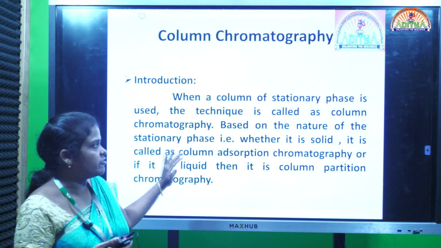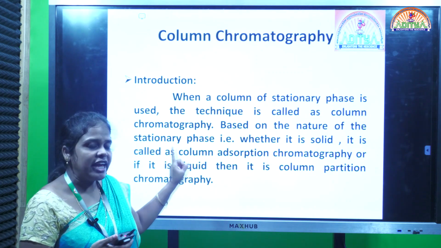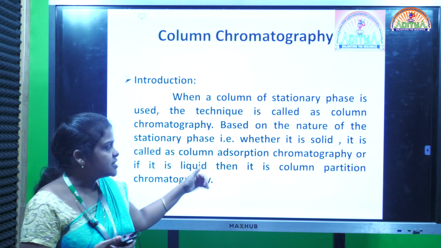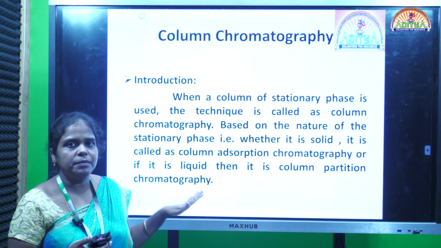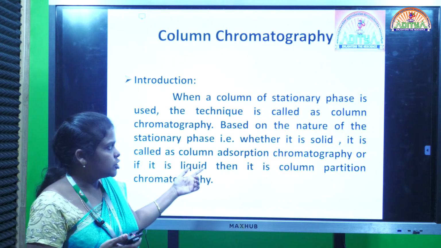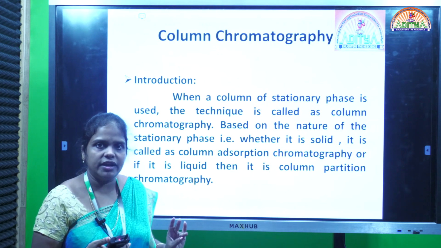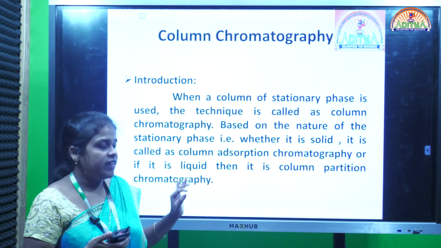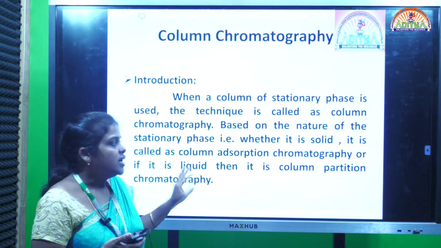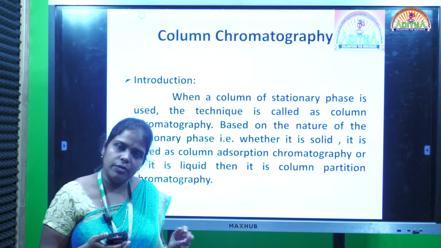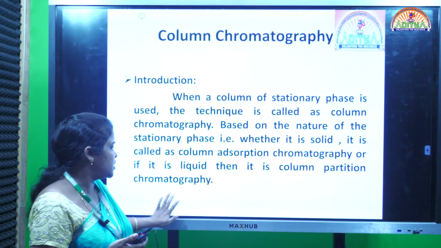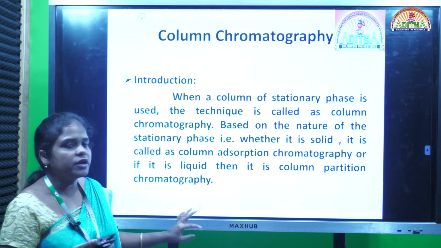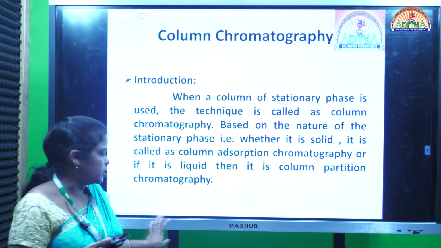Column adsorption chromatography means the main principle is adsorption, whereas partition chromatography means partition is the main principle. In column adsorption chromatography, the stationary phase is solid and the mobile phase is liquid. Whereas in column partition chromatography, the stationary phase is liquid as well as the mobile phase is liquid. These are the two differences between column adsorption chromatography and column partition chromatography.